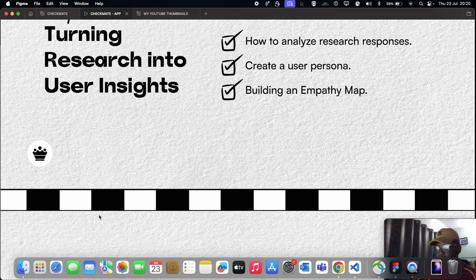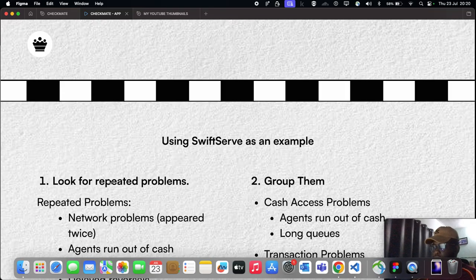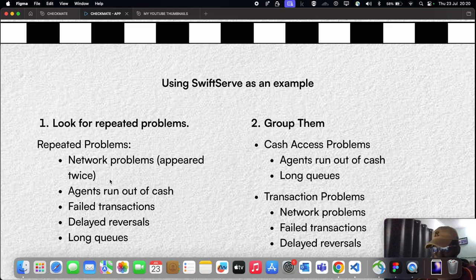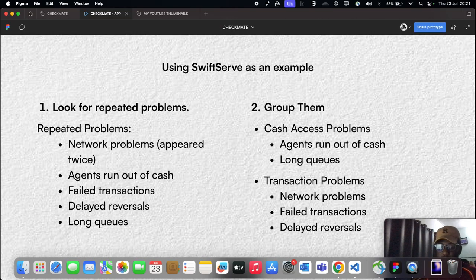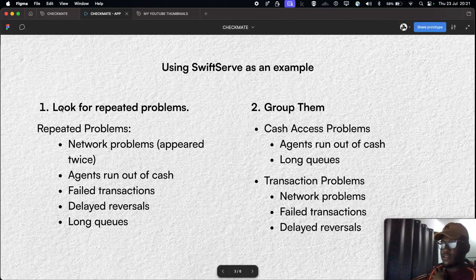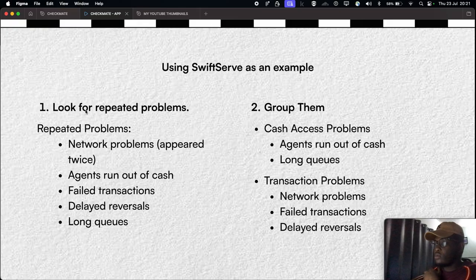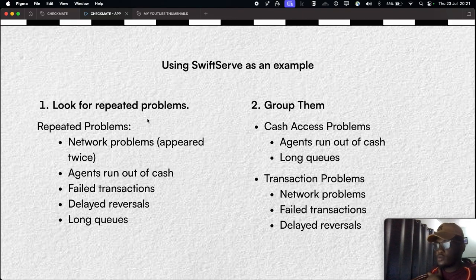Do you understand? That is how you can easily analyze research responses, the responses you get from people. Do you get? So that is one of the ways. So if we look at this using Swift Serve as an example, we realize that one of the things we did was look for repeated problems.